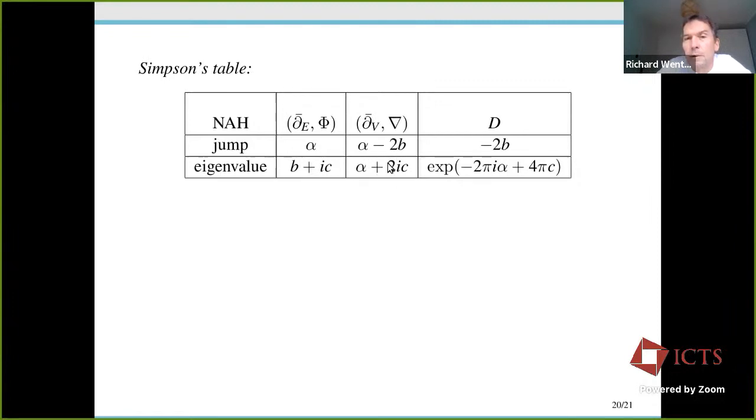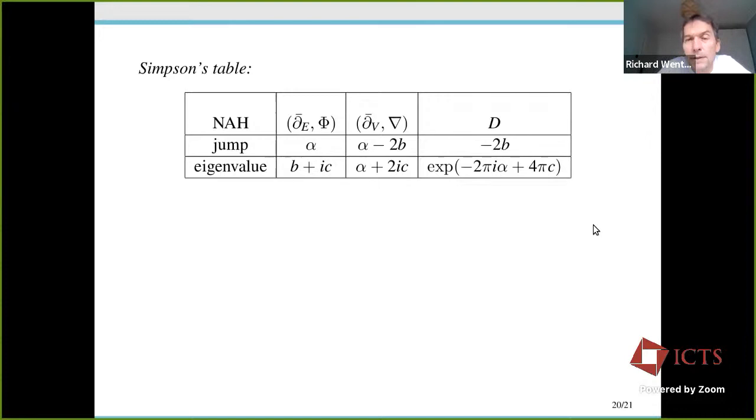But I also said it was a parabolic structure, but the weights are different in general. The weights of the parabolic structure for the flat connection differ from the weights of the parabolic structure on the Higgs bundle side, depending, it turns out, on the real part of the eigenvalue of the Higgs field. So there's a very interesting correspondence here that Simpson implies.